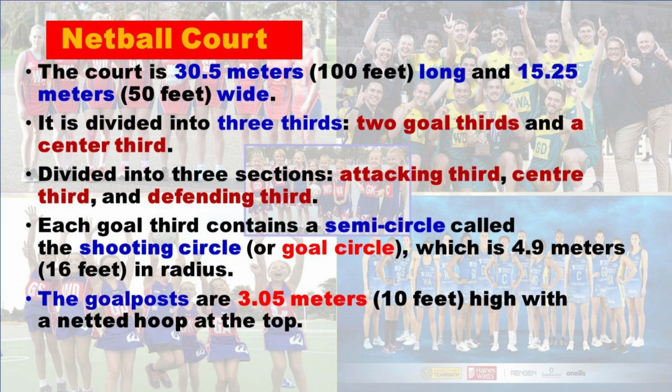Netball court. The court is 30.5 meters, 100 feet long, and 15.25 meters, 50 feet wide. It is divided into 3 thirds, 2 goal thirds and a center third: attacking third, center third, and defending third. Each goal third contains a semicircle called the shooting circle, or goal circle, which is 4.9 meters, 16 feet in radius. The goal posts are 3.05 meters, 10 feet high with a netted hoop at the top.